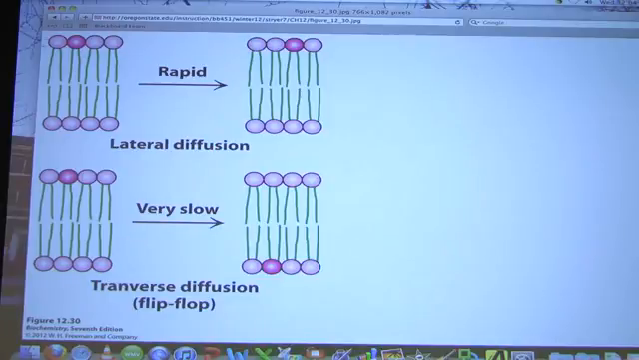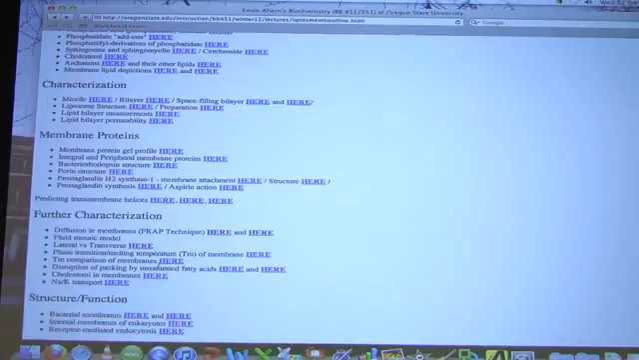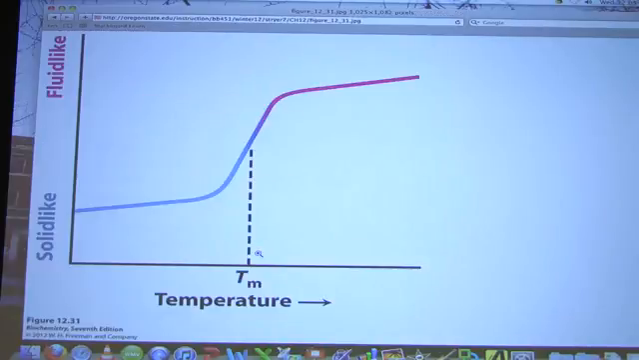Now, as I said, the fluidity of a membrane is a very, very important consideration. We can think of a membrane as behaving something like a liquid or a solid. All right? And I'm using those terms a little bit loosely here, but we can imagine a more ordered structure in the membrane would be more consistent with a solid, and a less ordered structure in the membrane would be more consistent with a liquid.